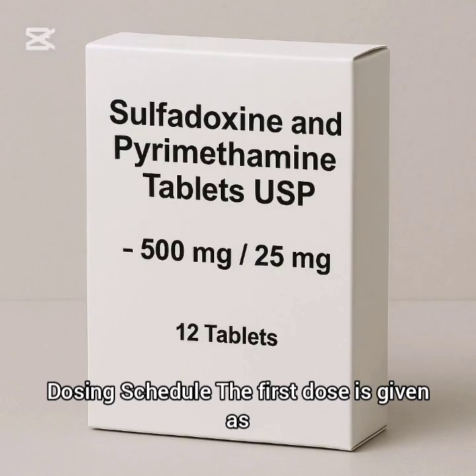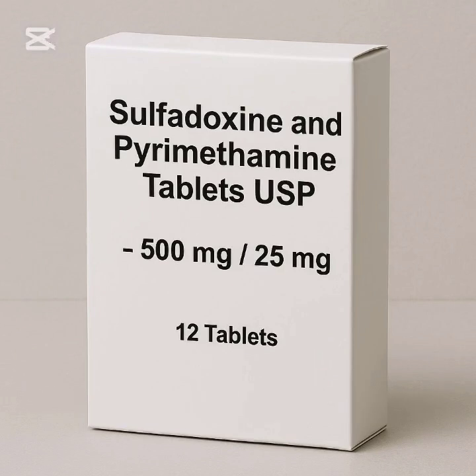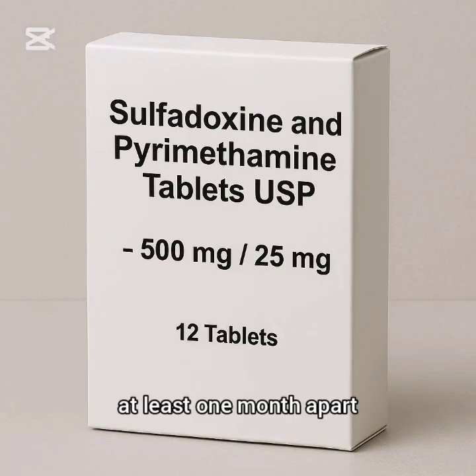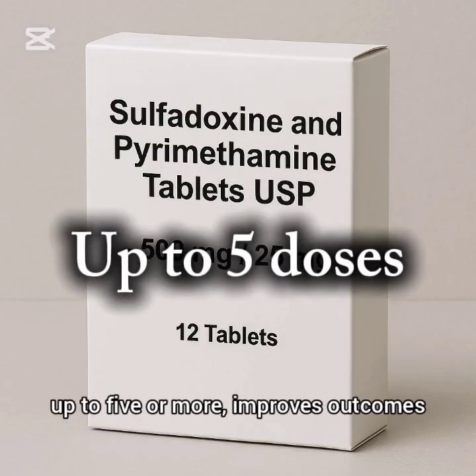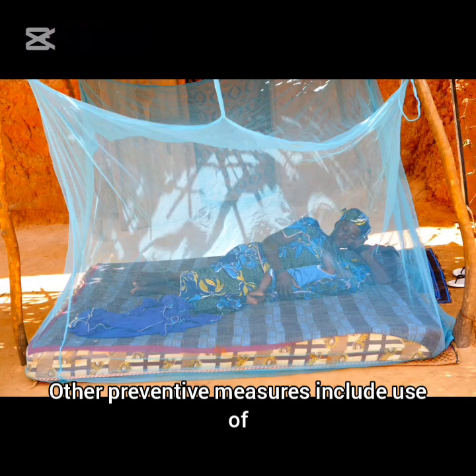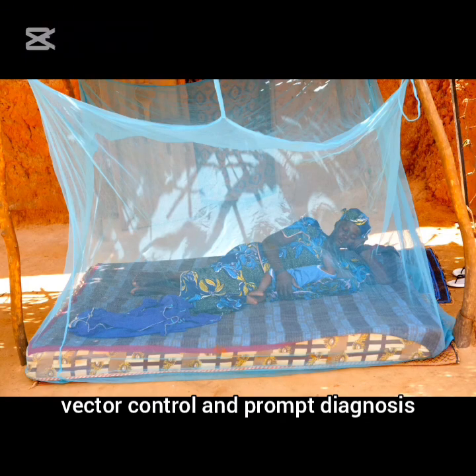Dosing schedule: the first dose is given as early as possible in the second trimester. Subsequent doses are given at each scheduled antenatal visit, at least 1 month apart. A minimum of 3 doses is recommended, but more, up to 5 or more, improves outcomes. Other preventive measures include use of insecticide-treated mosquito nets, vector control and prompt diagnosis and treatment of malaria symptoms.